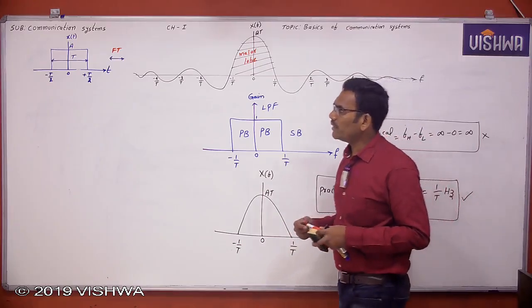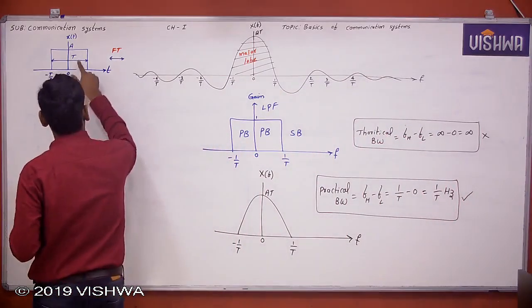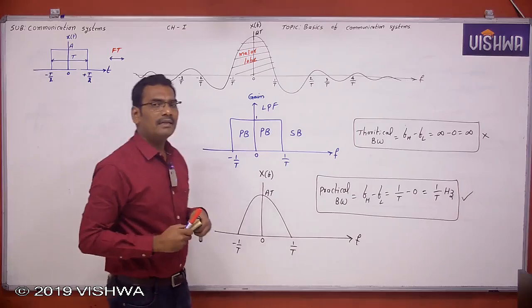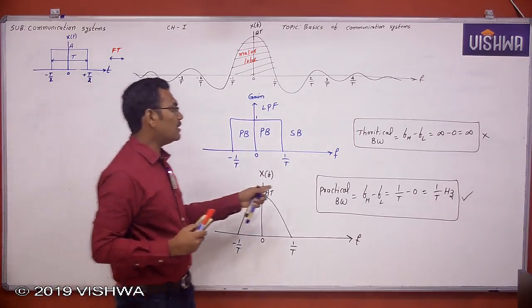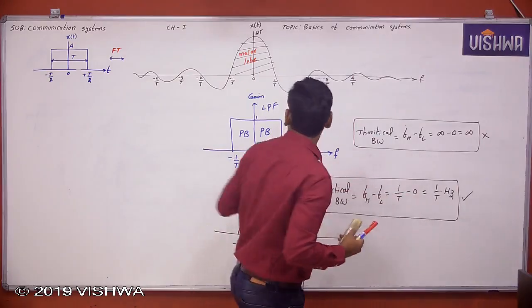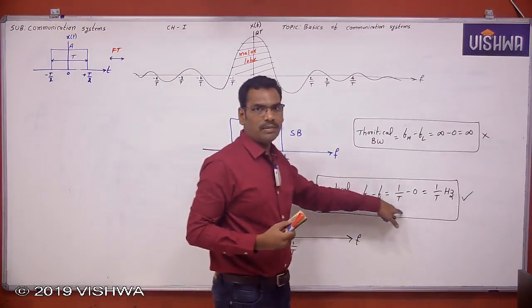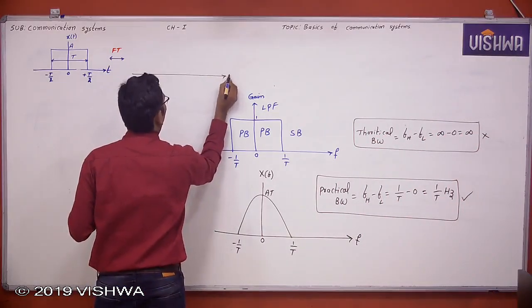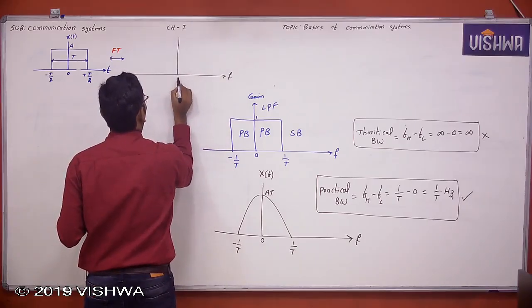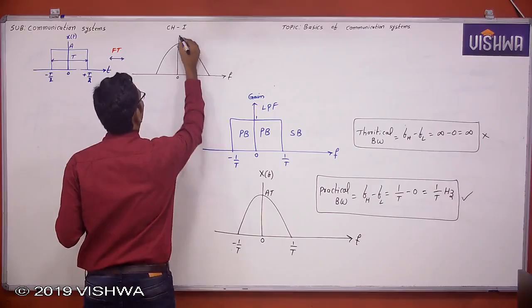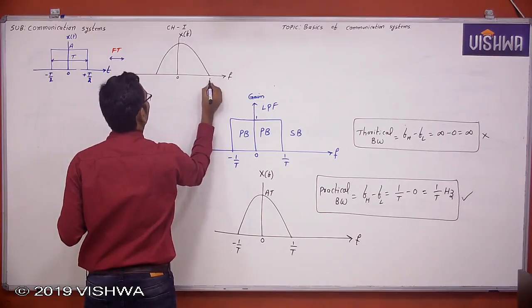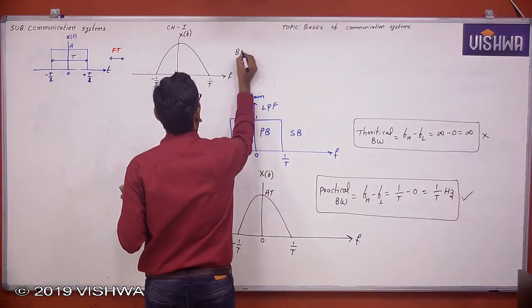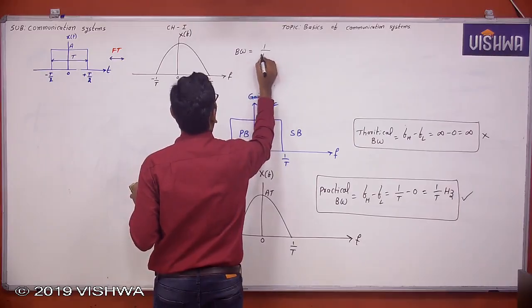Okay. So finally what you can understand, this is a rectangular pulse whose pulse width is capital T and bandwidth is 1 by T, which means that the bandwidth of the rectangular pulse is inversely proportional to pulse width. Note this down first. The bandwidth of the rectangular pulse is inversely proportional to pulse width.